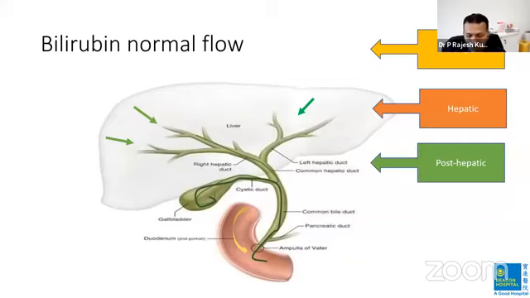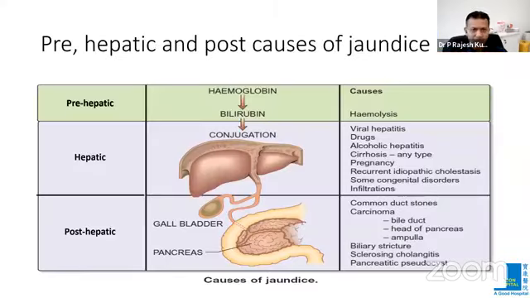So I hope this is very simple. This is as simple as I could imagine to relay the message. Okay. Now, these are all the causes before the liver, in the liver, after the liver, that can lead somebody to have raised bilirubin that can cause the person to have jaundice.